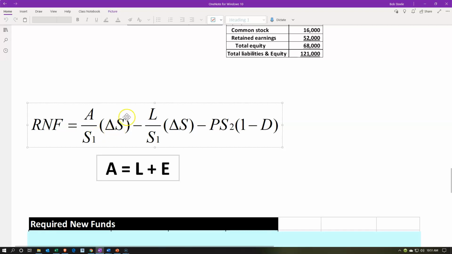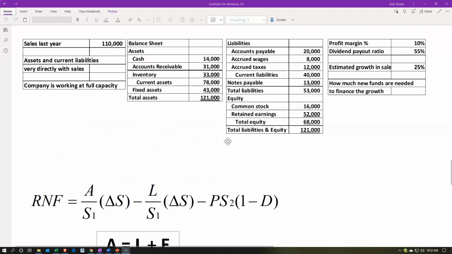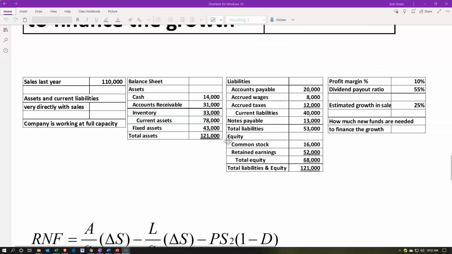And then minus the liability portion, liabilities over the sales for the first year, times the change in sales, minus the profit or net income times sales 2, meaning the projected sales into the future, times 1 minus the dividend, and we're talking here the dividend percent that we will have, the dividend payout ratio.